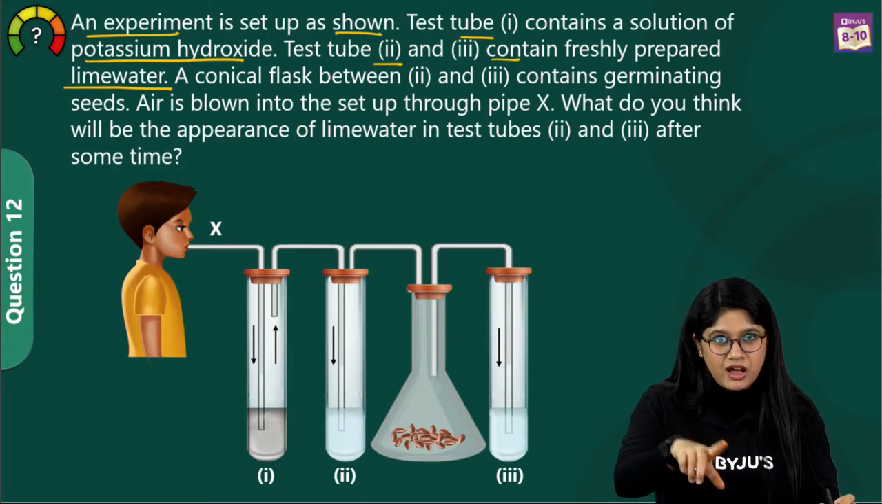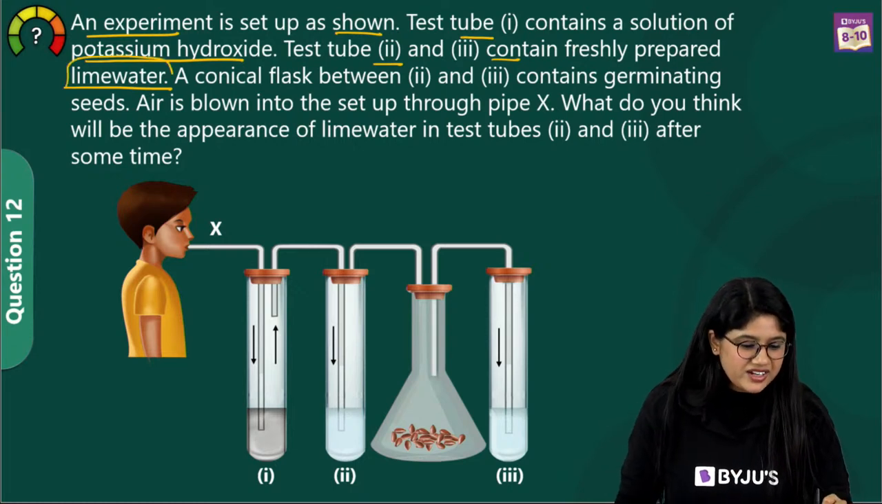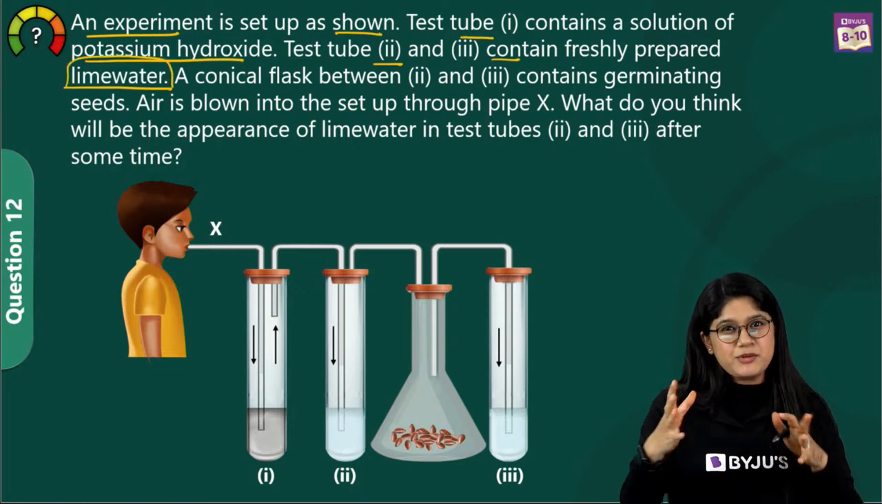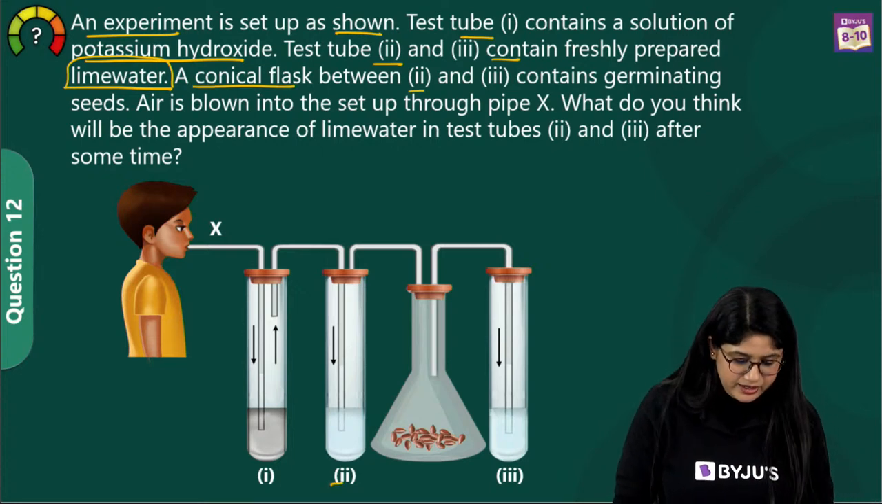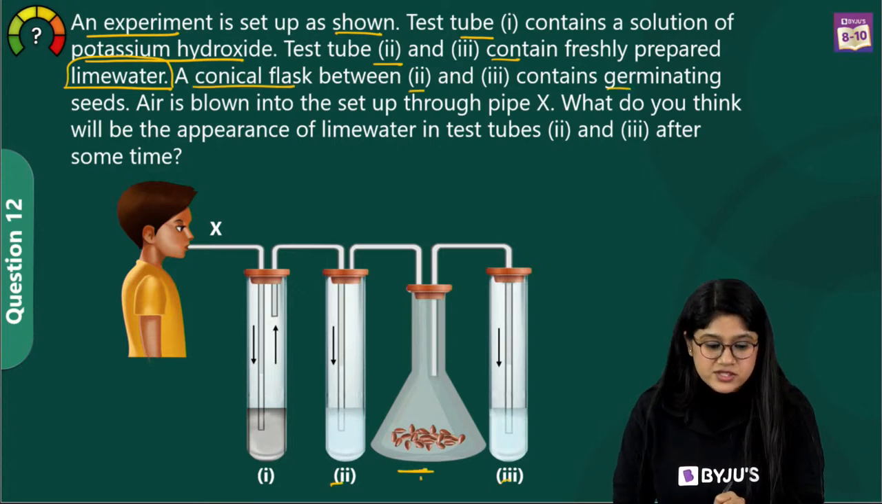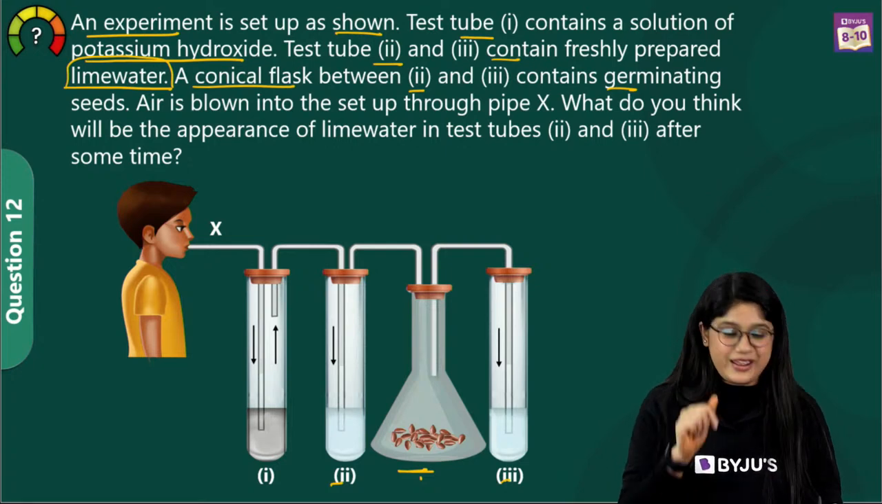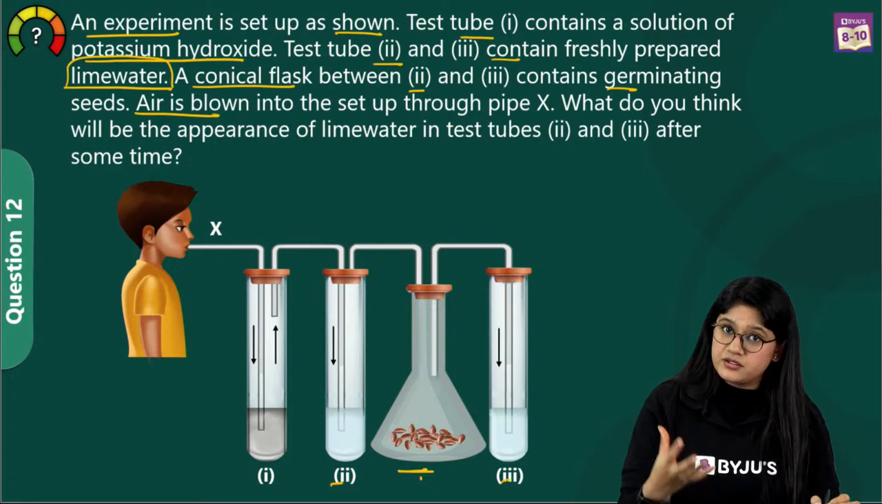I hope you remember, Ashish sir was teaching you that. So here we have the lime water. Yes, we have chemistry in bio. Then we have a conical flask between the second and over here we can see this, which has some germinating seeds. And then, when we blow the air, what will happen?